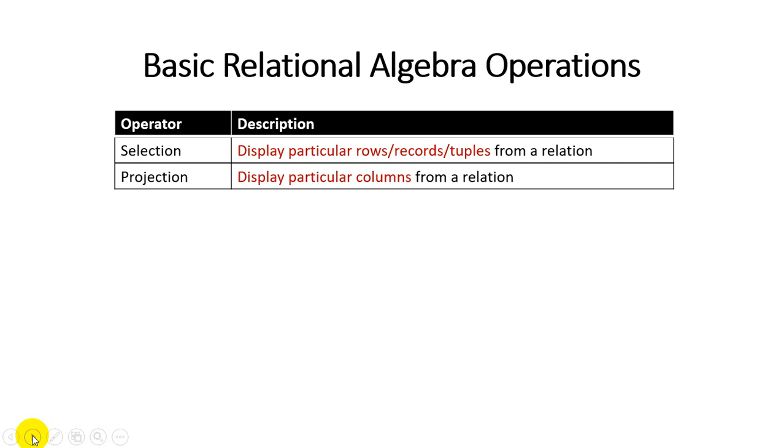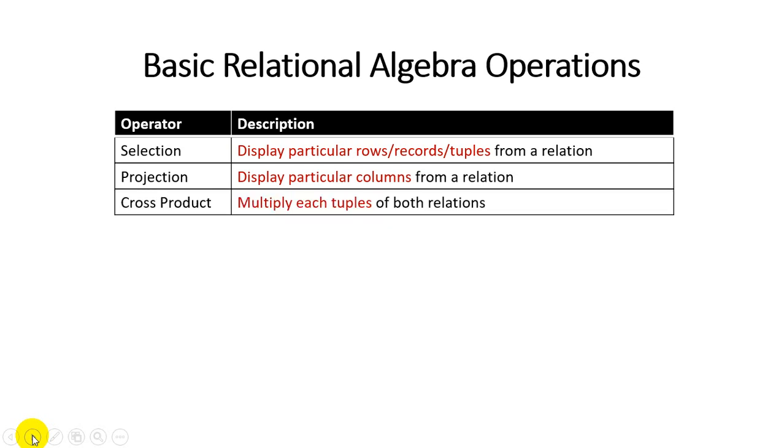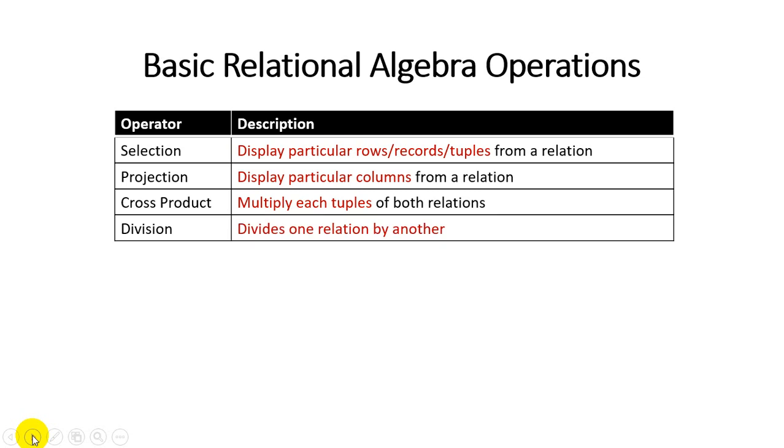I hope you know what a relation is. Whenever we discuss a relation, it is known as a table, a database table. The third operation is the cross product, which multiplies each tuple, or row, of both relations. Whenever end users retrieve information from multiple tables, we use the cross product operation of relational algebra. The fourth one is the division operation. Divide one relation by another.